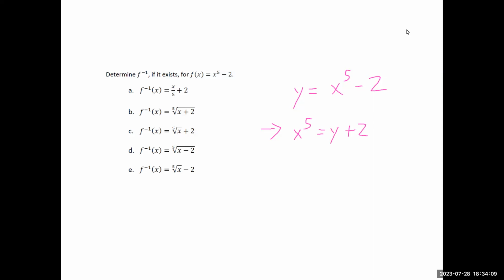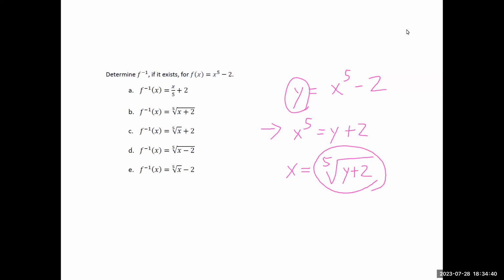And ultimately, x is equal to the fifth root of y plus 2. Now, y plus 2 is represented by a real number here. And if we take a fifth root of that real number, that's going to be unique. So here we can conclude that there's only one value of x that gets sent to the output value y. And in particular, that input value x is represented as the fifth root of y plus 2.